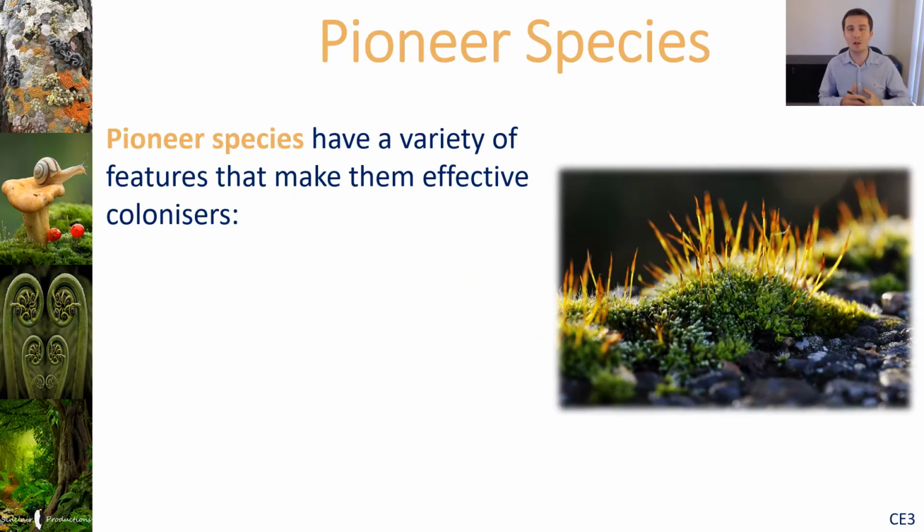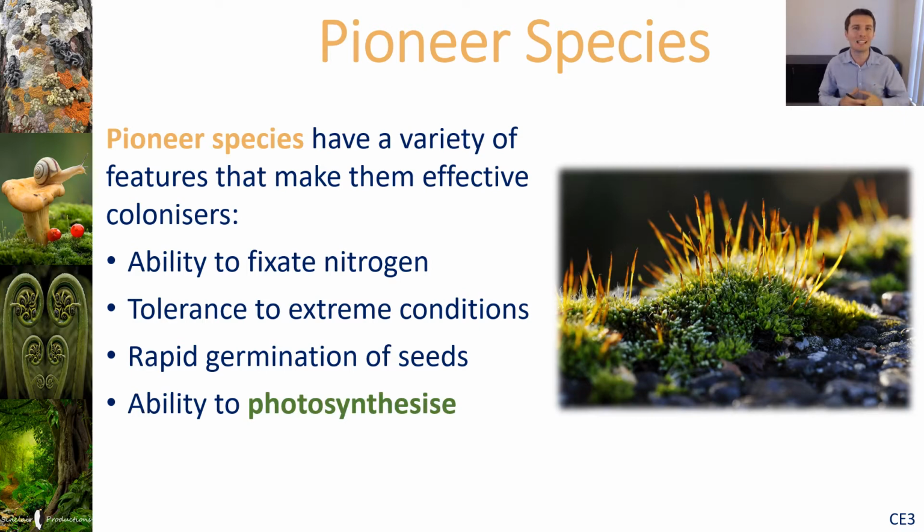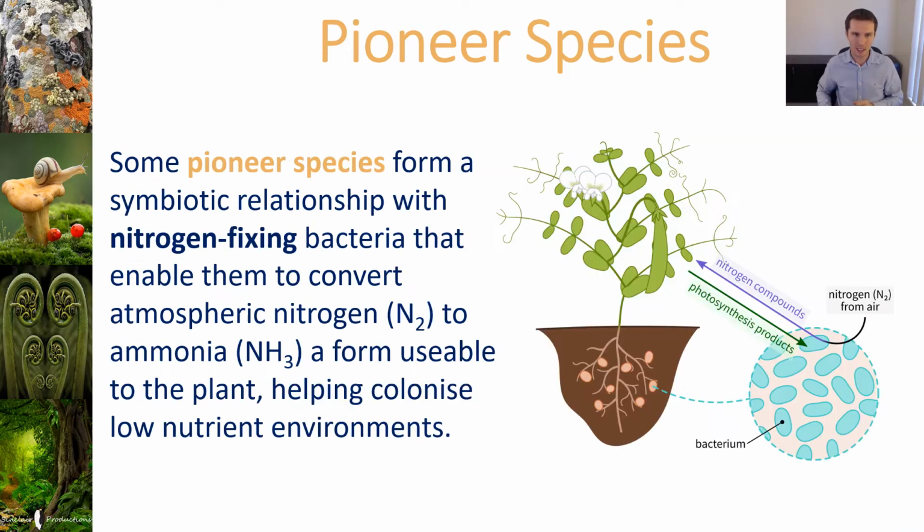Okay, so let's look at these features of pioneer species now that you've hopefully got that understanding of the 2 types of succession. So pioneer species, as you know, have a variety of features which make them effective colonisers. So what I mean by colonisers is they can start and establish themselves in a new area, paving the way for other species later to come in. So the features we're going to look at: 1, the ability to fixate nitrogen, 2, tolerance to extreme conditions, 3, rapid germination of seeds, and 4, the ability to photosynthesise. So let's go through those different ones.